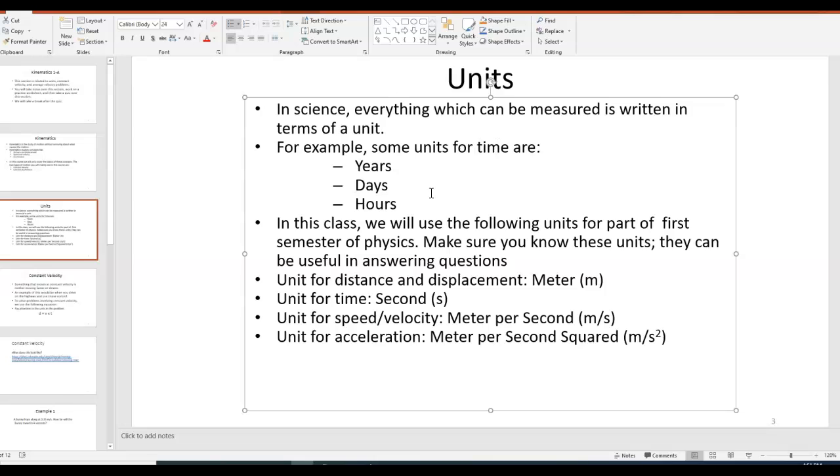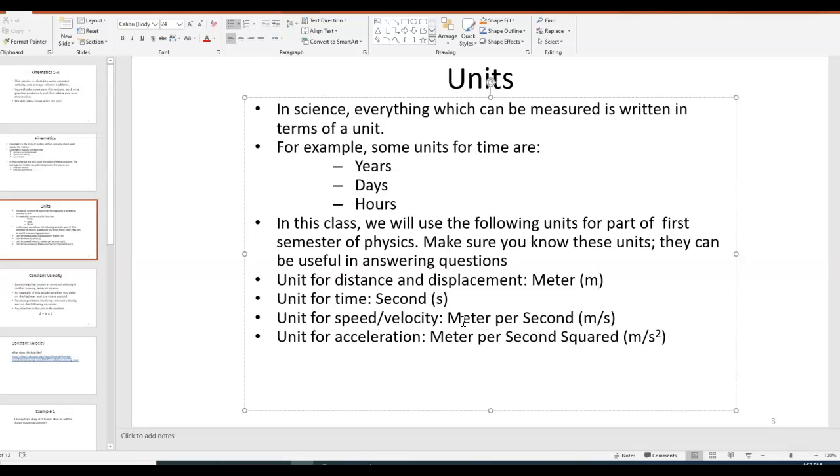So the unit we're going to use for distance and displacement is going to be the meter. That's typically written with a lowercase m. Now, again, there's different units for distance and displacement. There's inches, feet, miles, kilometers, centimeters, but we're primarily going to work in SI units, and so we're going to use the meter for distance and displacement. We're going to use the second for time.